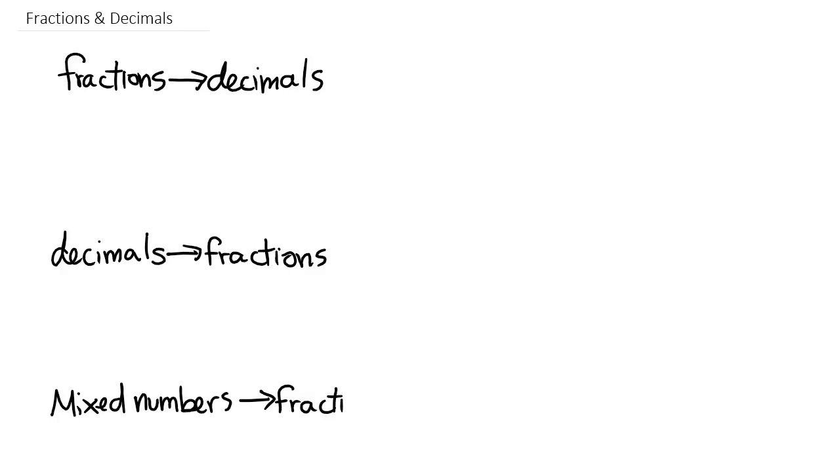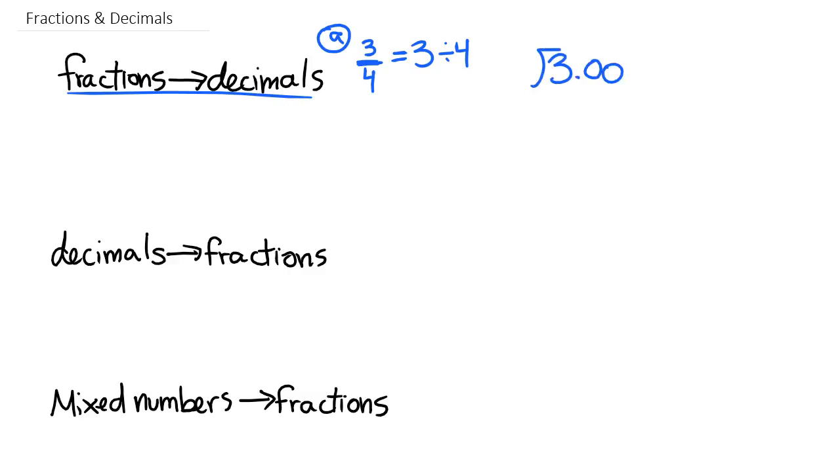So let's go ahead and get started with an example. Let's look at fractions to decimals. Let's say that we have the fraction 3/4. All this is saying is that we have a part of something that is split into 4 equal parts. This fraction bar is actually just saying division. So this is the same as 3 divided by 4, which, when we actually go to divide that, may look a little bit backwards.